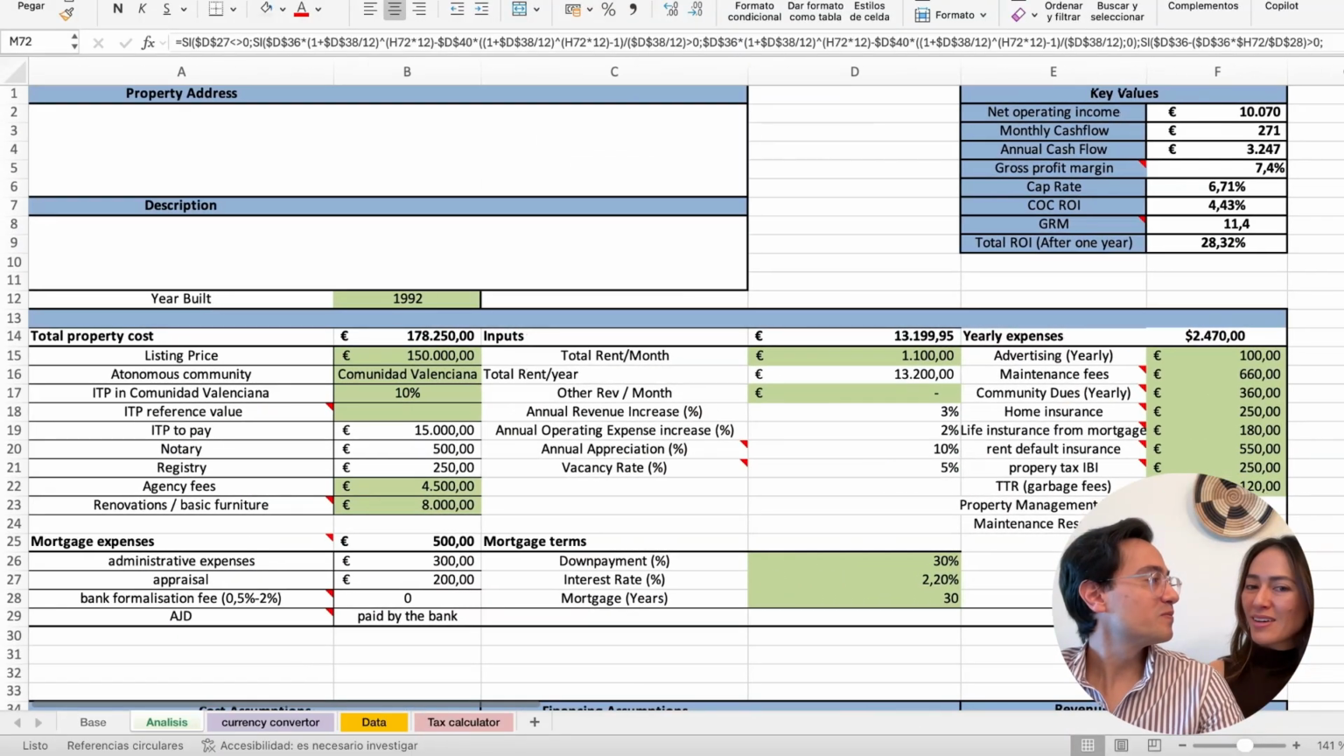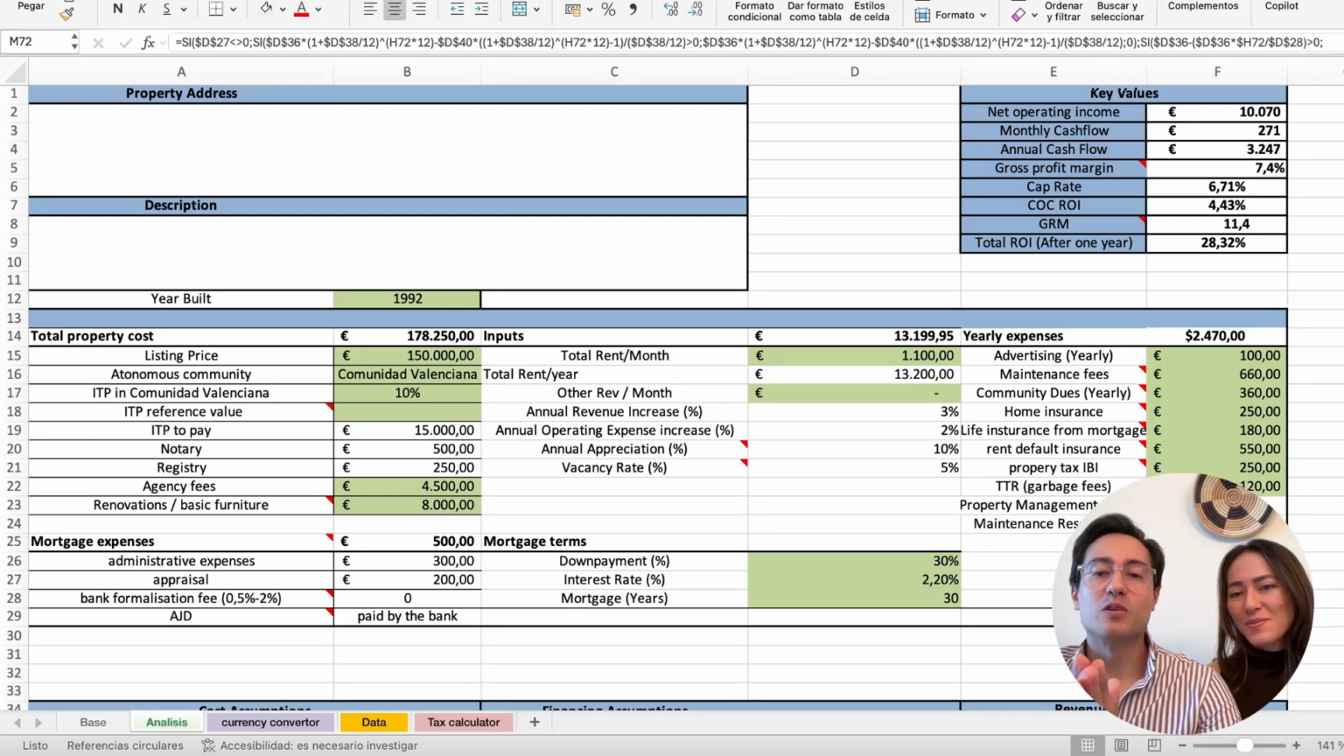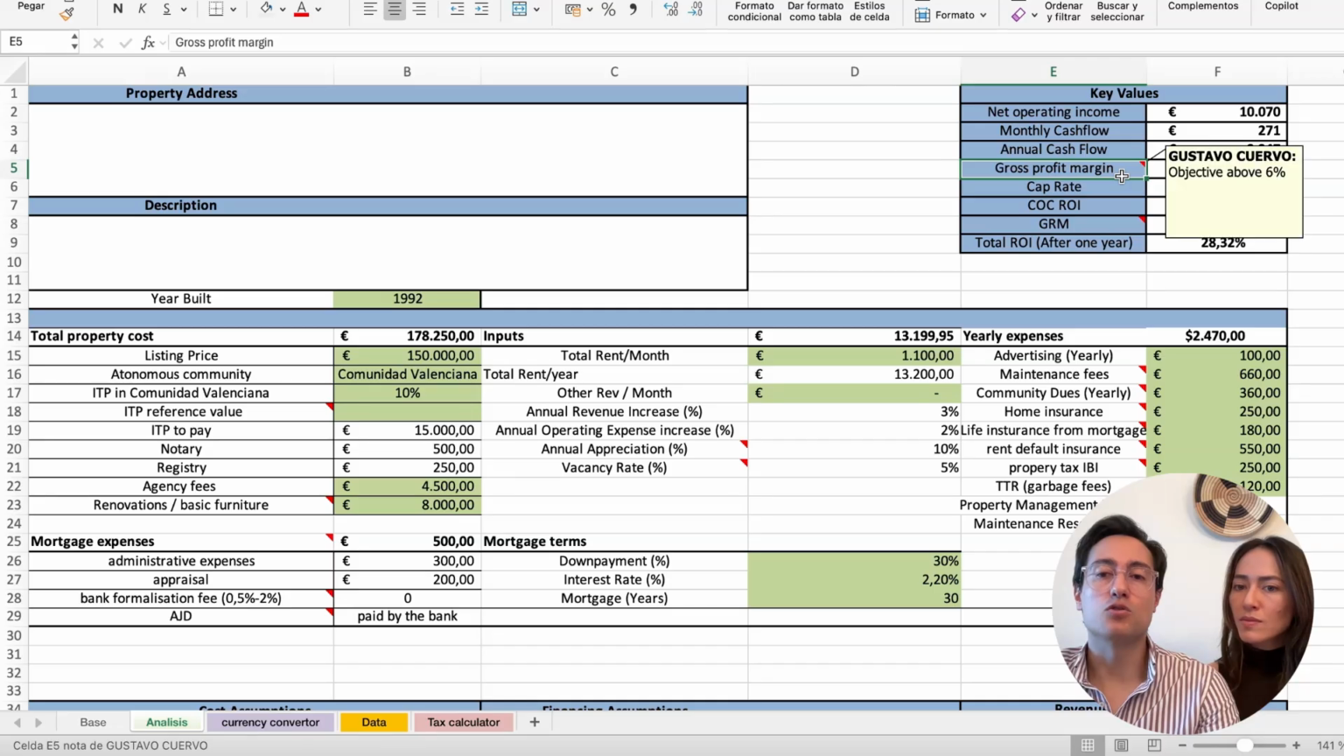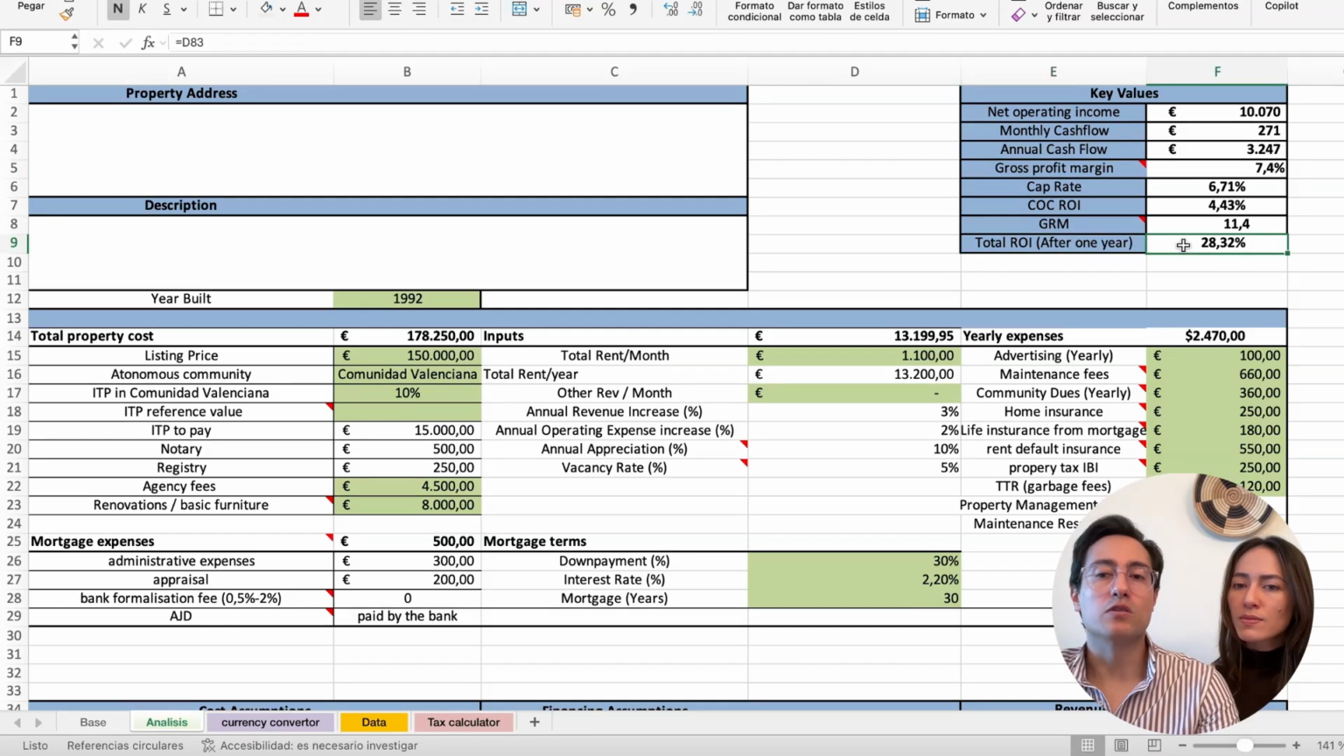What do you think so far? What I really want to know, Gustavo, is did we do a good deal? Yeah, I think we did a great deal because, look, our net operating income is positive. We have a monthly cash flow which is positive as well, even though we're paying all our expenses and even the mortgage. And we have a gross profit margin of over 7%, which our objective is usually to be above 6%. But the most interesting indicator for us is the return on investment after year 1, which is over 28%. And that's very difficult to see even in Spain right now because Valencia is growing so fast. We have such an appreciation.